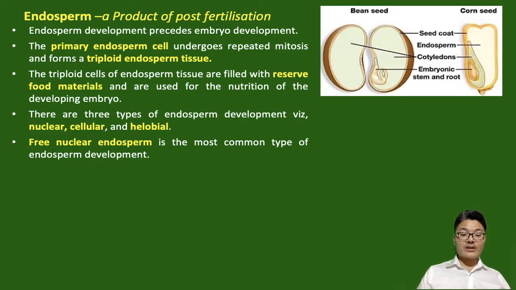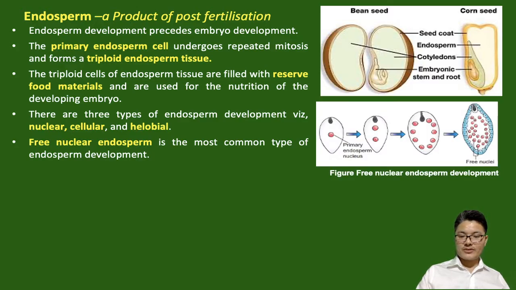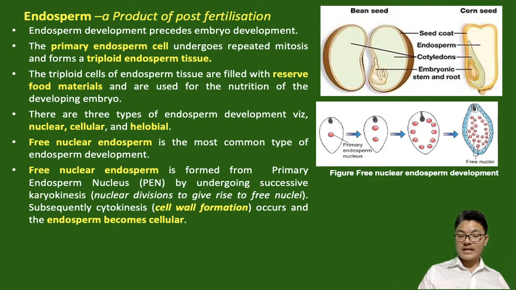Regarding the free nuclear endosperm development, it is one of the most common endosperm developments. As you can see here, in the free nuclear endosperm development, first there is occurrence of continuous karyokinesis. Karyo refers to nucleus, kinesis means division of nucleus. So there is continuous nuclear division, and they form many nuclei within the single cell.